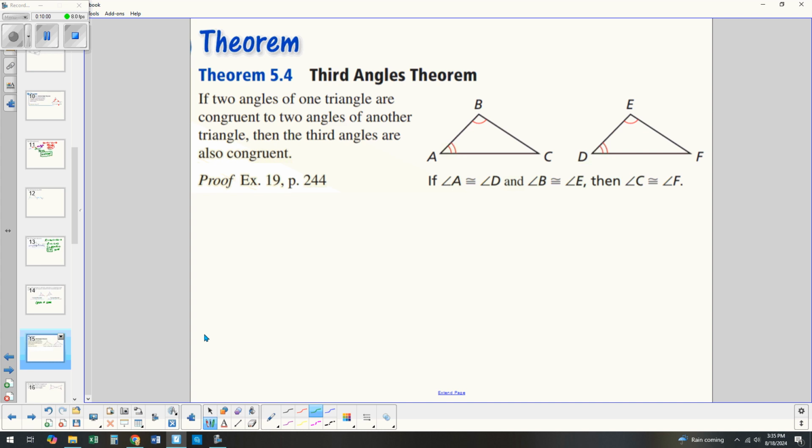And there's also something called the third angles theorem. This is mostly a common sense theorem. We're not going to use it all too much, but basically if I already know that two angles are the same in the triangles, the last angle also has to be the same.